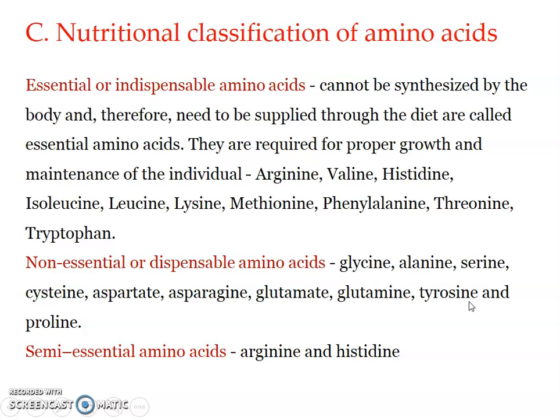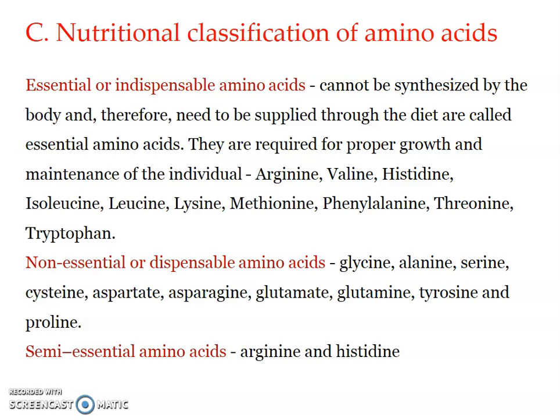Now there is yet another group, which is known as semi-essential amino acids. What happens is, arginine and histidine are amino acids which can be synthesized in the body of an adult, but in younger individuals these amino acids have to be supplied through the diet. That is why they are known as semi-essential amino acids.